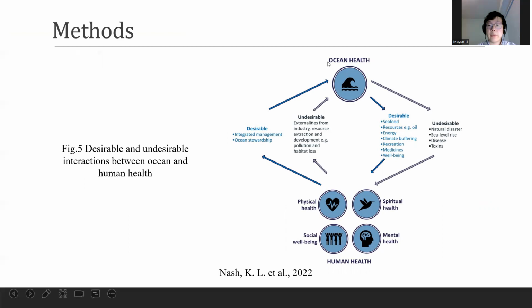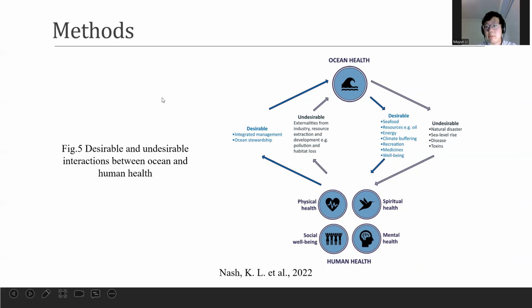As we can see, the ocean health is over here, and the human health is over here. What the ocean desires from the humans are integrated management and ocean stewardship. At the same time, what is undesirable to the ocean from the humans involves industry pollution, the loss of habitat, the resource extraction, and so on. And from the human side, what humans desire from the ocean is food, resources, energy, and also spiritual and mental health. At the same time, humans find it undesirable to take the risk of disaster and disease from the ocean.